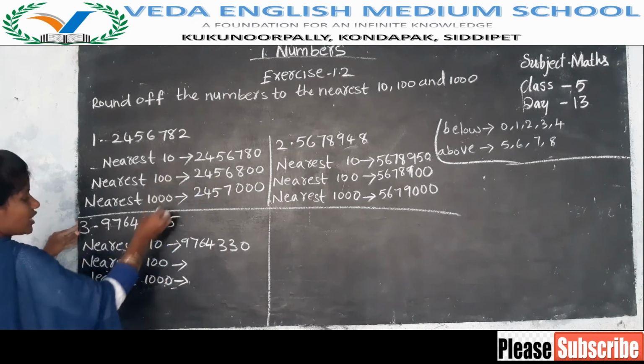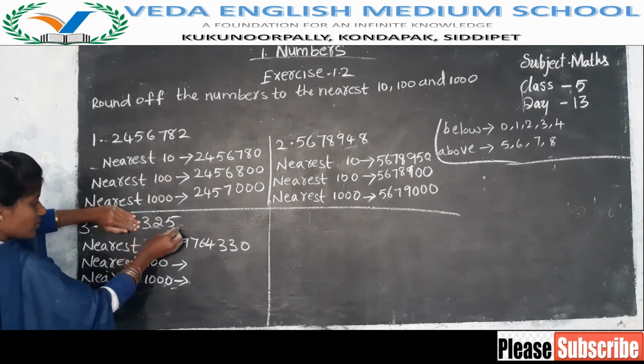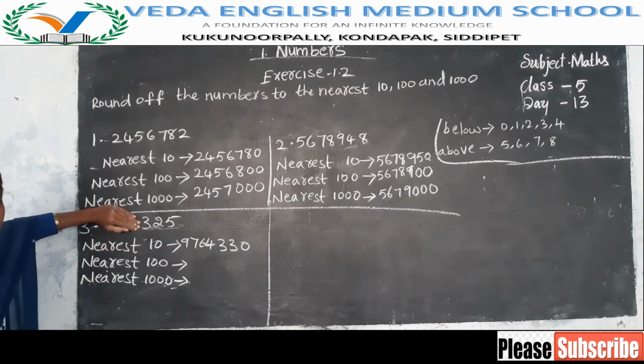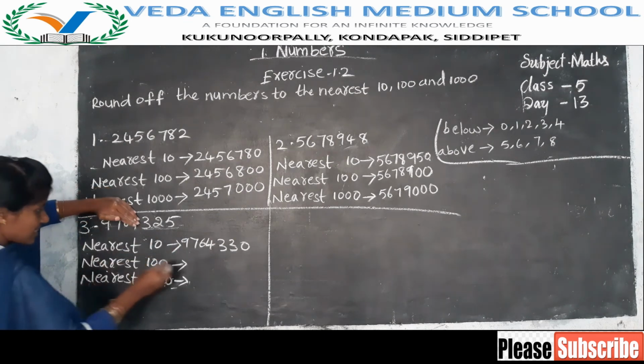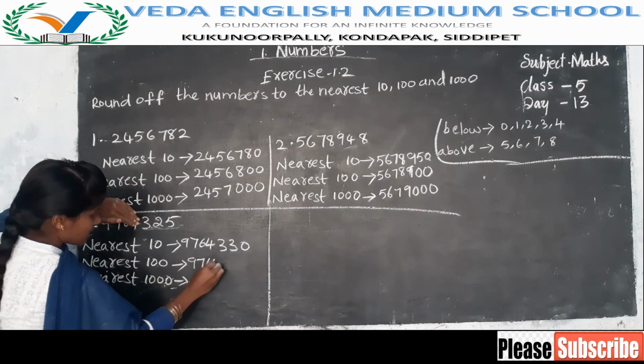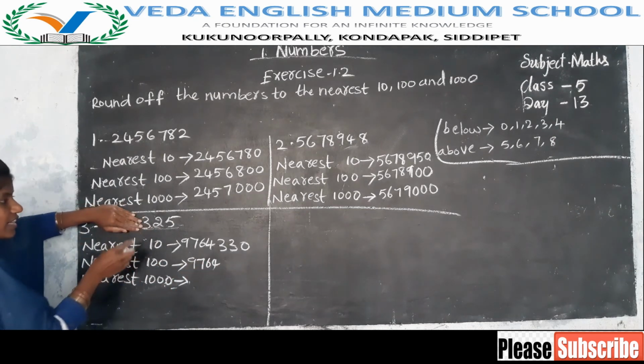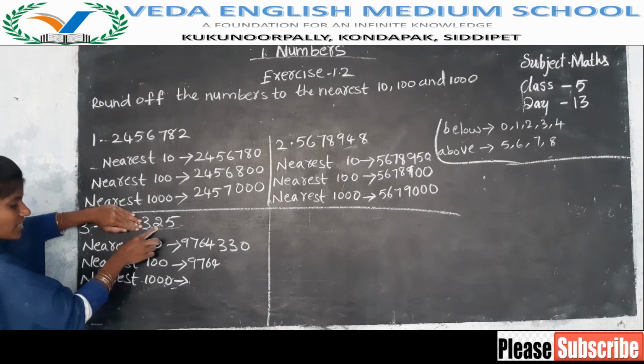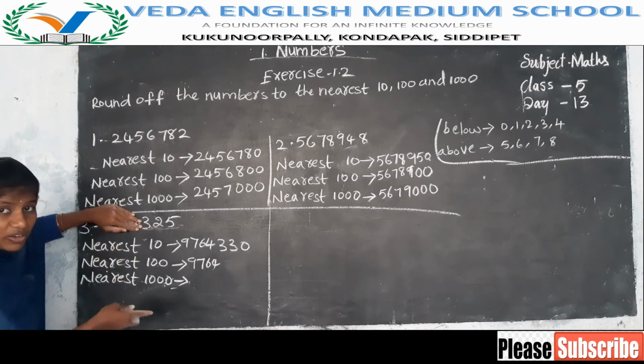Nearest hundreds. Hundreds means you have to check the tens place. That means you have to check up to here. Now check only 325. Write up to here as it is, 9764 as it is. Now check 325. Nearest hundreds means you have to check the place value of tens. The tens digit is 2. Is 2 above number or below number?